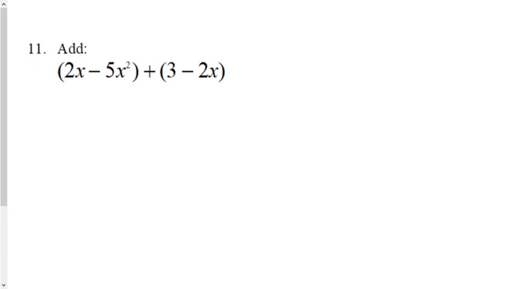Question 11, add again. So this time, I'm not going to gather my x's first, am I? What am I going to gather first? My x squared, because it's my highest degree term. Does it combine with anything? No. Is it positive or negative? It's negative. So I'm going to write a negative 5x squared. A positive 2x plus a negative 2x makes 0. And just a positive 3 is all I have left. So that binomial plus that binomial leaves you with that binomial.